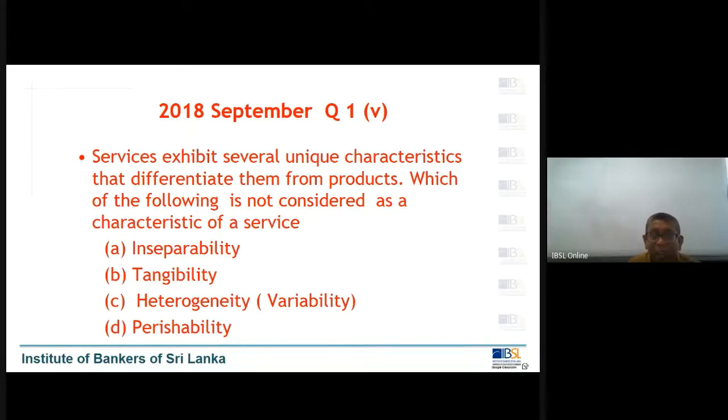2018 September, where you can get 2 marks. Okay, now everybody, you have the answer. Can you mark the answer for this? Services exhibit several unique characteristics that differentiate them from products. Which of the following is not considered a characteristic of a service? Simple. Now you see, easy to mark 2 marks. What's the answer? Tangibility. Good. So you see how simple.